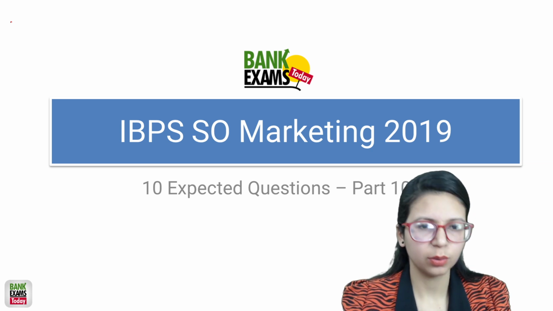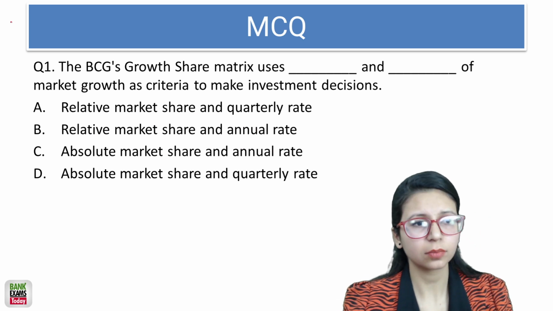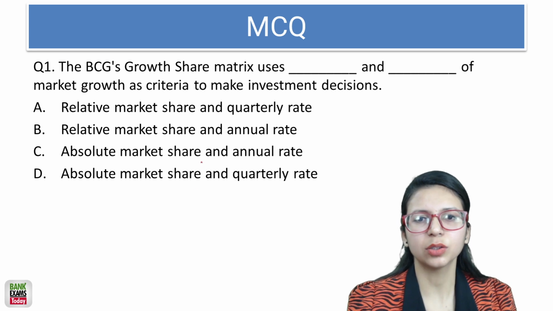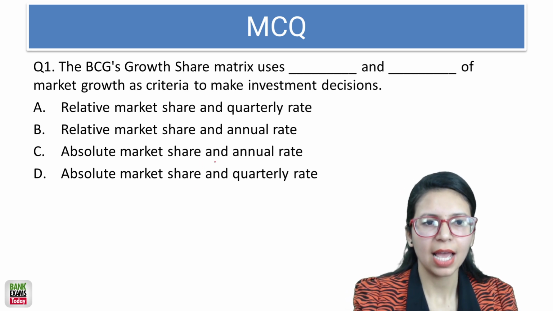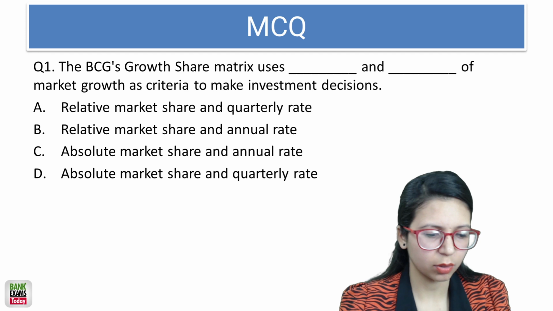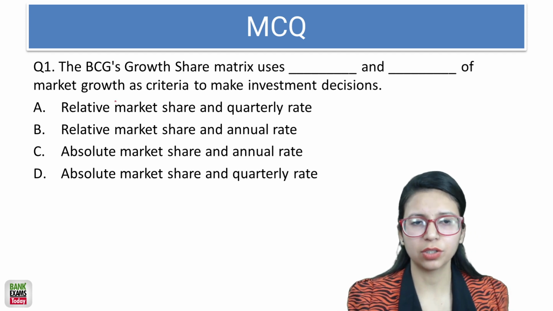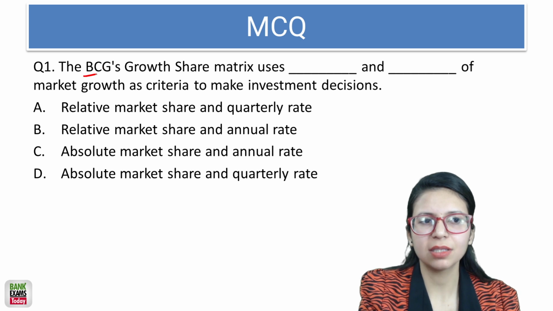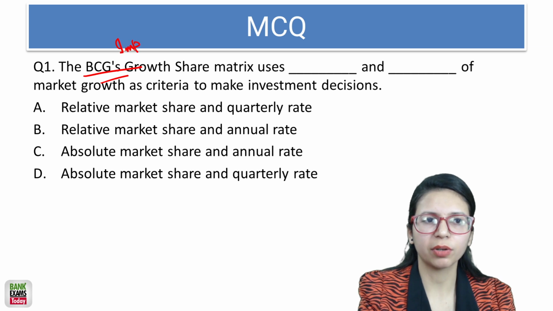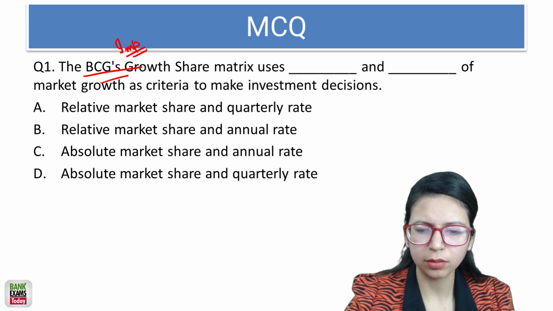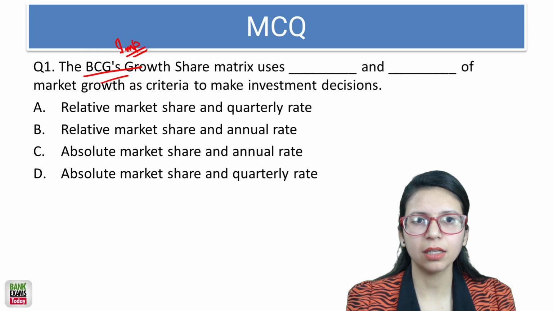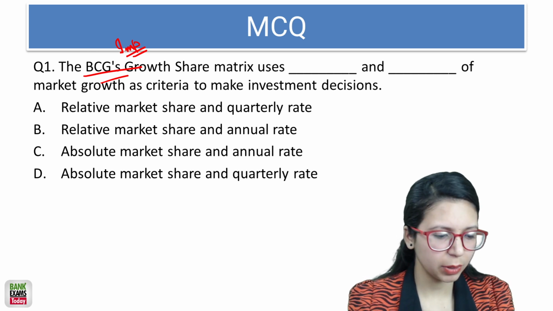So the very first question is: the BCG growth share matrix uses dash and dash of market growth as criteria to make investment decisions. Now again, I have tried to make all the questions important, but this BCG matrix is a very important topic for the exam, and multiple questions can be framed from this single topic. So we will be seeing this question.